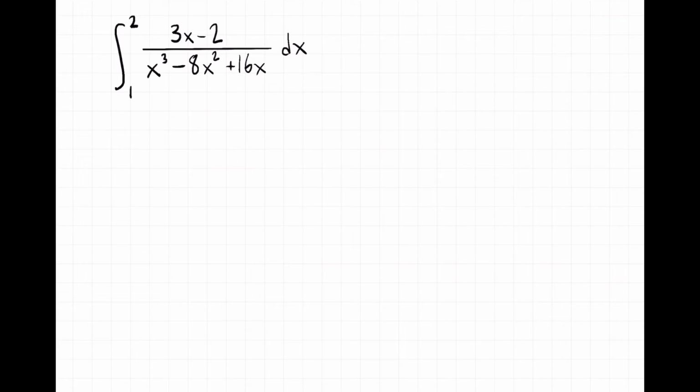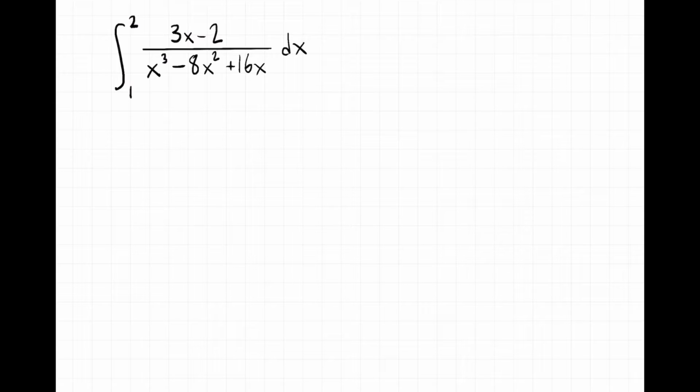Here's another example of trying to find the integral of a rational function. We'll use the method of partial fraction decomposition to break up this integrand, this function, into a sum of functions that are easier to integrate. Let's find the integral from 1 to 2 of the function 3x minus 2 on top divided by x cubed minus 8x squared plus 16x on the bottom times dx.